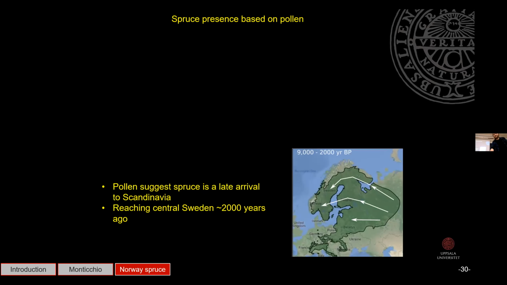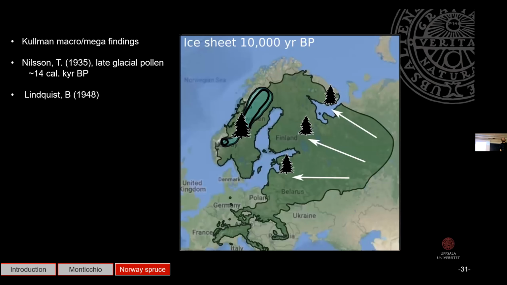But this idea has already been challenged for a few decades now. Kullman has been finding a lot of megafossils, not only from spruce, but also from pine and even some larch in the Scandinavian mountains. These are fossils that can even be tree trunks, radiocarbon dated to be late glacial and early Holocene. Basically the oldest fossils that have been found are like 11,000 or 12,000 years old, which is very close to when the ice was still there.